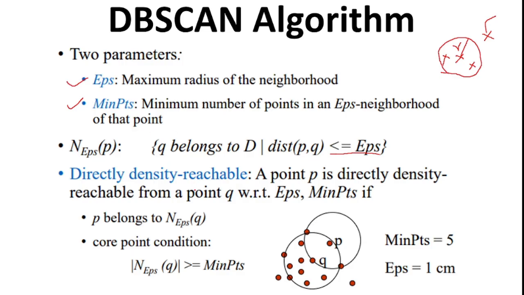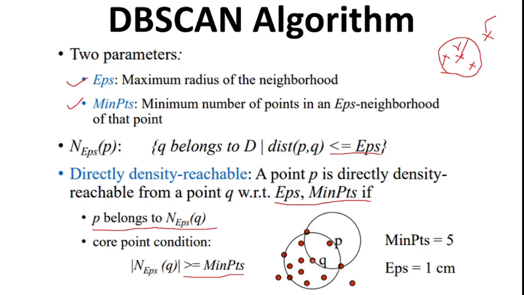And directly density reachable points. You have two things. The point p is directly density reachable from a point q. You have two data points p and q with respect to epsilon and minimum points, if p belongs to N epsilon of q and the core point condition is that N epsilon of q should be greater than or equal to minimum points, right?